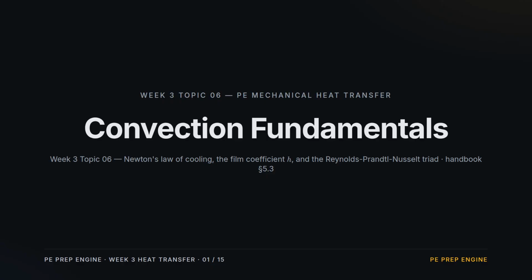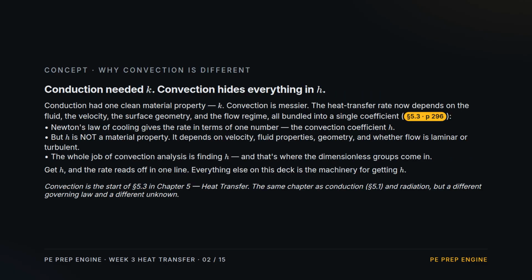Topic 6 of Week 3, Convection Fundamentals, Newton's Law of Cooling, the convection film coefficient H, and the three dimensionless groups that pin H down, Reynolds, Prandtl, and Nusselt. Conduction had one clean material property, K. Convection is messier. Newton's law of cooling bundles everything into a single coefficient, H, but H is not a material property. It depends on velocity, fluid properties, geometry, and the flow regime. The whole job of convection analysis is finding H, and that's where the dimensionless groups come in.